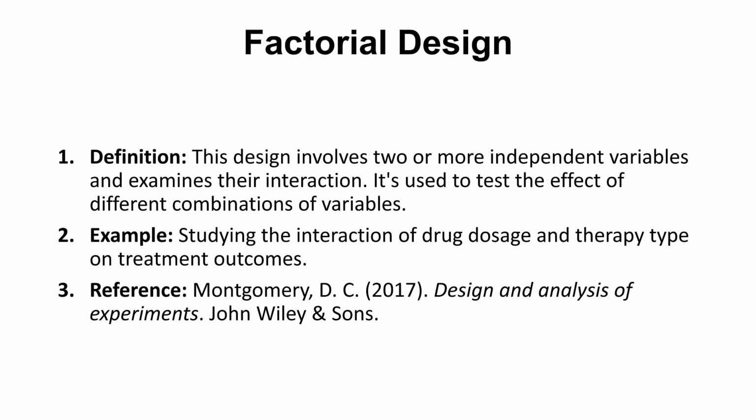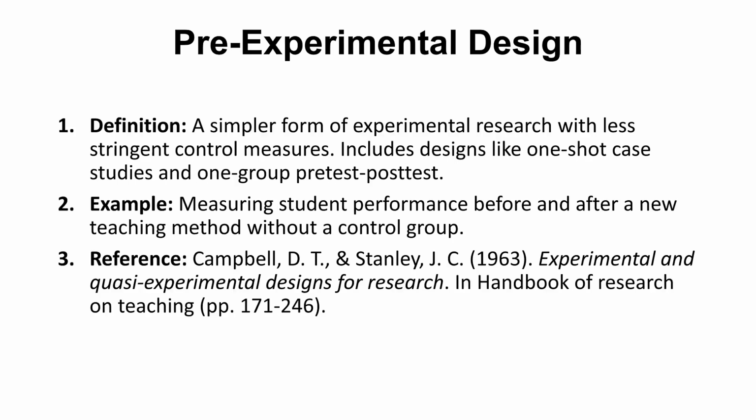The second type is experimental design with less stringent control measures, and it includes designs like one-shot case studies and one group pre-test, post-test. So we have just one group, and then we do pre-test and post-test on that group to compare their performance before and after the treatment has been applied, okay? Then we have examples that include measuring student performance before and after a new teaching method without having a control or placebo group.